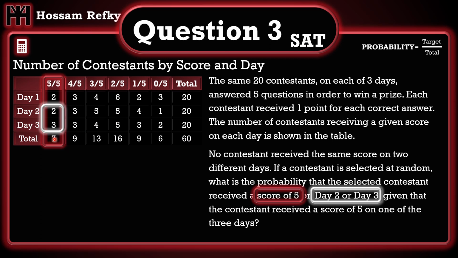So remember the probability, the target over the total. So here the target is 2 plus 3, and the total, remember, it's a score of 5 on one of the 3 days, so it's one of those. So the total will be 7 only. So it's 5 over 7.